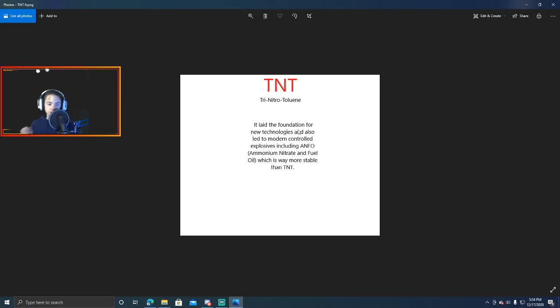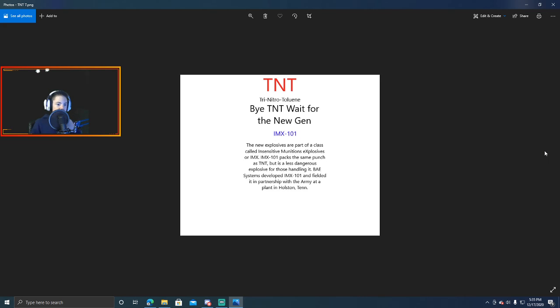TNT laid the foundation for new technologies and also led to modern controlled explosives including ANFO, ammonium nitrate and fuel oil, which is more stable than TNT. So essentially, it's a powder. It comes in big, like 50, 100-pound bags, and it's used for mining. It's used for all these different things, and so it really does help. All right, so essentially ANFO is better and sort of replaces TNT. Let's move to slide 7.